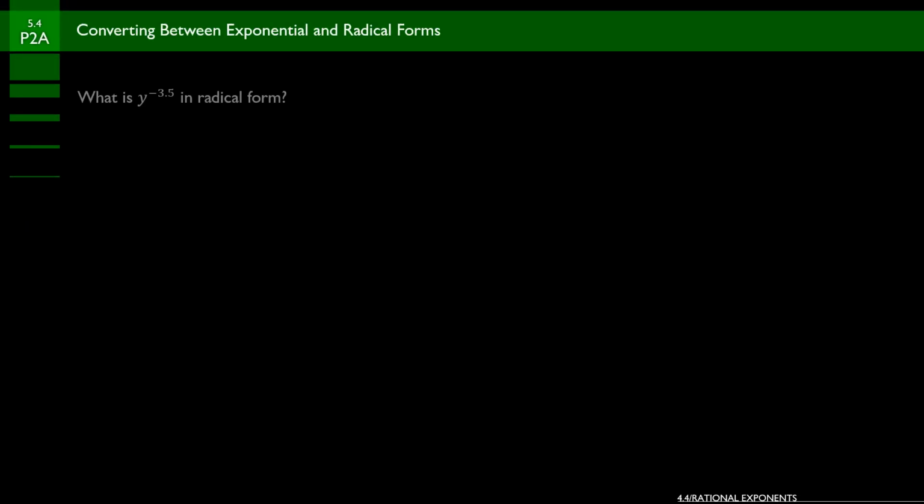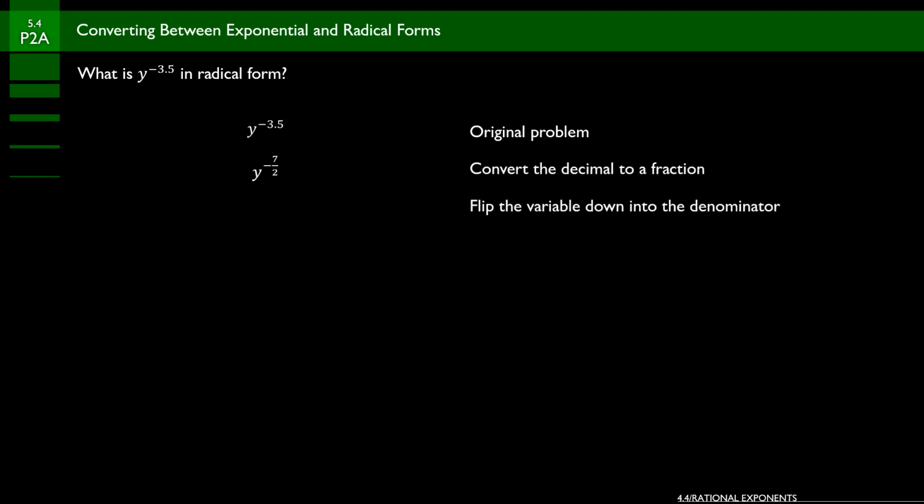In problem number 2a, you're given: what is y to the negative 3.5 in radical form? My suggestion always is to go ahead and change a decimal over to a fraction. So you're going to end up with y to the negative 7/2. That negative exponent immediately tells you to take that base and flip it down into the denominator. So you'd end up with 1 over y to the 7 halves.